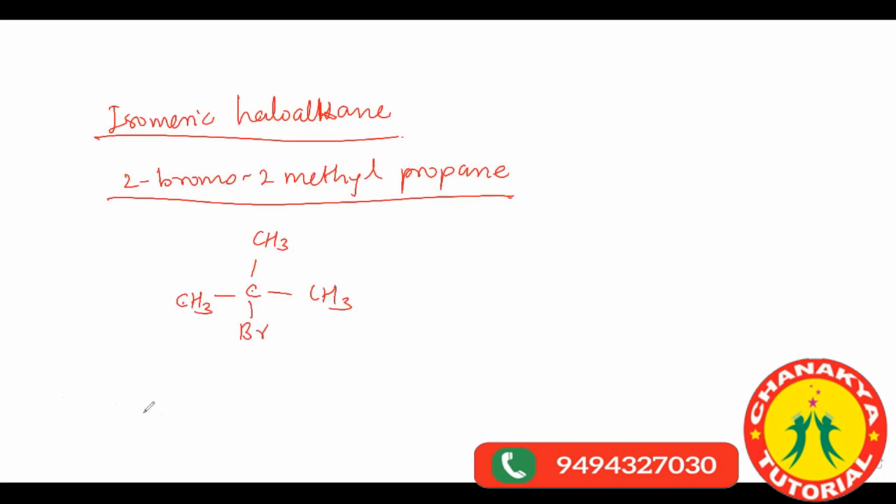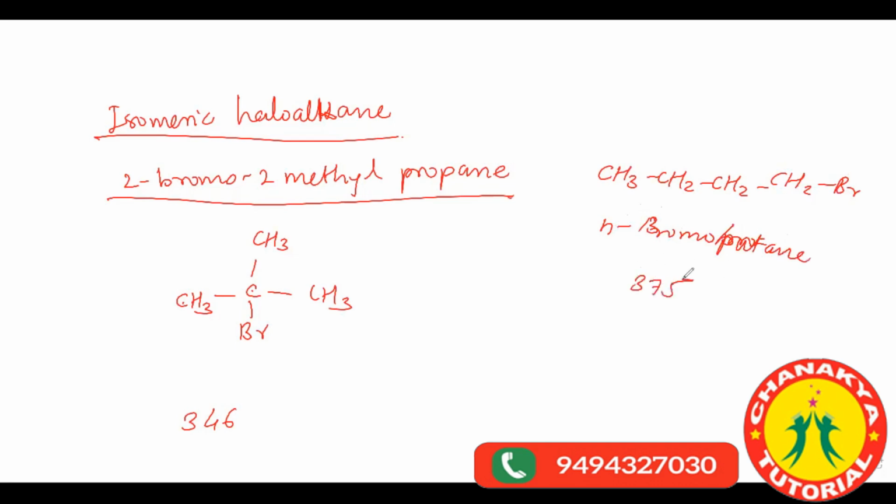Its boiling point in Kelvin would be 346. Its isomers would include CH3CH2CH2CH2Br. This is n-bromobutane. It won't be propane, it would be butane, because it consists of 4 carbons. So it will have a higher boiling point, obviously. Why is it so? Because of less branching. Yes, n-bromobutane, and its boiling point is 375 Kelvin.